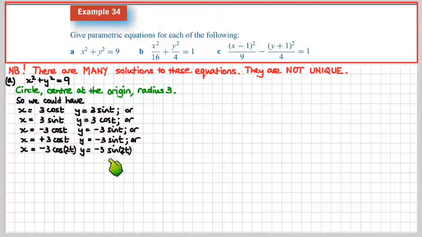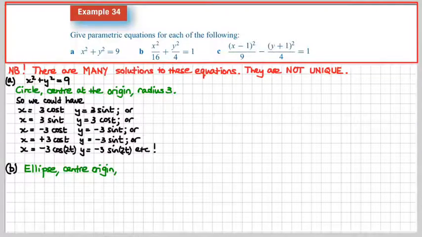That means that the circle is just going to form a bit faster or slower, depending on what's in here, okay? So you can see that you can just go on forever. Now, number B, what was number B? Oh, yeah, that's an ellipse. It's got the centre at the origin, and the x semi-axis is 4 and the y semi-axis is 2.